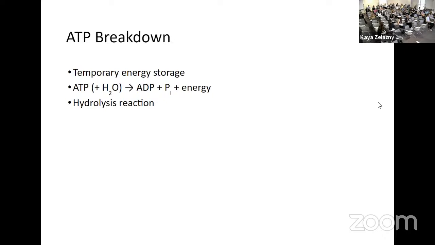So ATP breakdown gives us some temporary energy storage. When we break down ATP in a hydrolysis reaction, so when we add water to the ATP, we break off that third phosphate group. That leaves us with ADP, which was our original starter molecule on the previous slide. It'll have that phosphate group broken off, and we'll get some energy out of that bond that we just broke. And that energy is energy that we could use to, say, contract the muscle or start to contract the muscle.